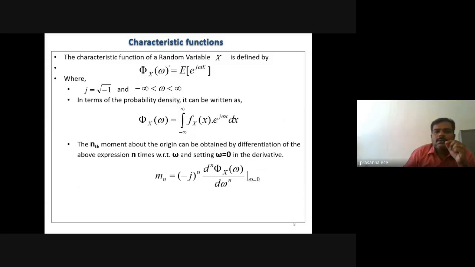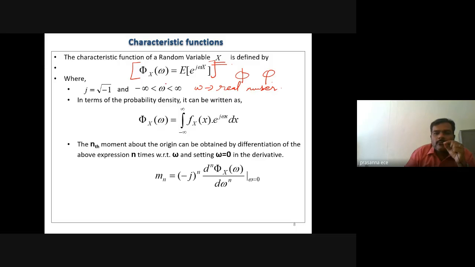A characteristic function of a random variable x is defined as phi x of omega. This is a capital phi, and this is a small phi. So phi x of omega is equal to the expectation of e power j omega x, where j equals root of -1, a complex number, and omega varies from -infinity to +infinity. So omega is a real number between -infinity and +infinity. This is the definition of the characteristic function.